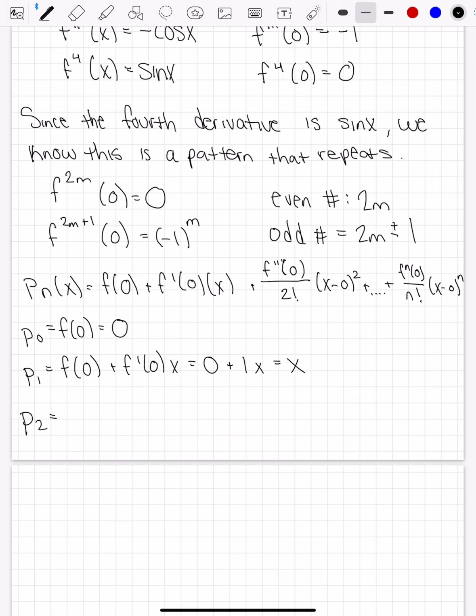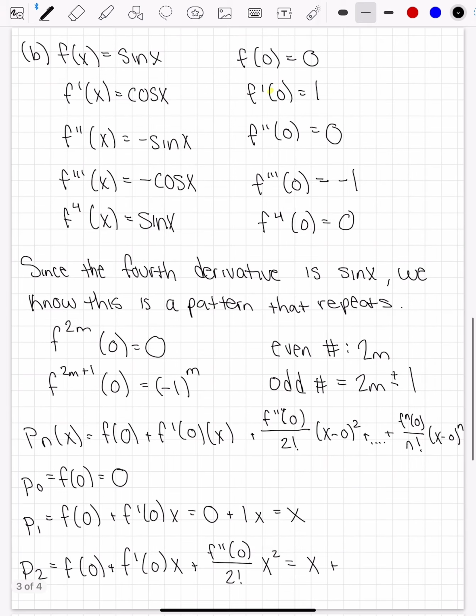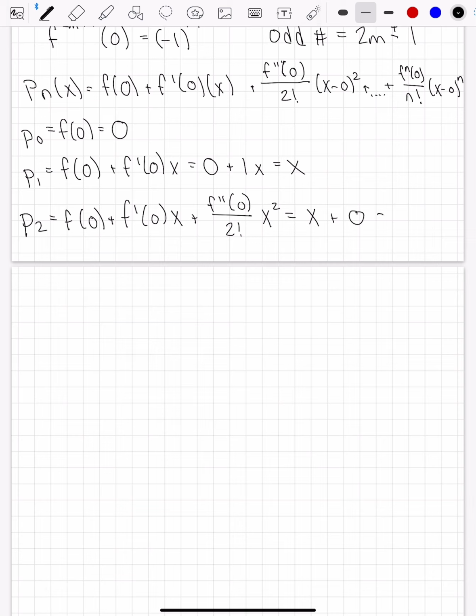P2, now we need to add this n equals 2 term, so we bring down the first 2, and then we add the n equals 2 term, and that simplifies. The first 2 terms were just x, and then for this next term, remember that f double prime of 0, all the even ones are 0, so that's just 0, and so that's still just x. And then P3 is going to be everything we had in P2 plus the n equals 3 term. I'm going to stop writing it because hopefully you understand that now.